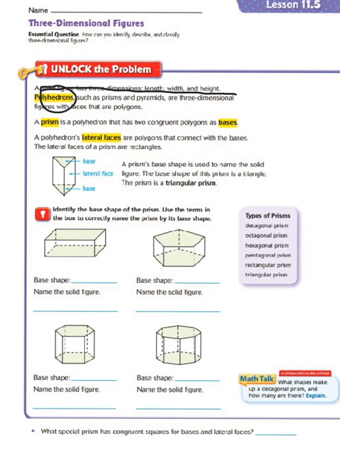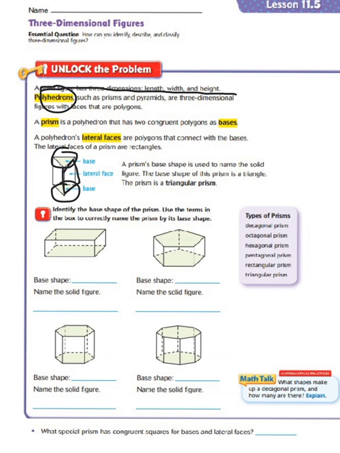A prism is a polyhedron that has two congruent polygons as bases. A polyhedron's lateral faces are polygons that connect with the bases. The lateral faces of a prism are rectangles. So, as you can see, we have our base, and most prisms will have two bases, the top and the bottom, and then we have our lateral face. And just like it says, our lateral face makes a rectangle.